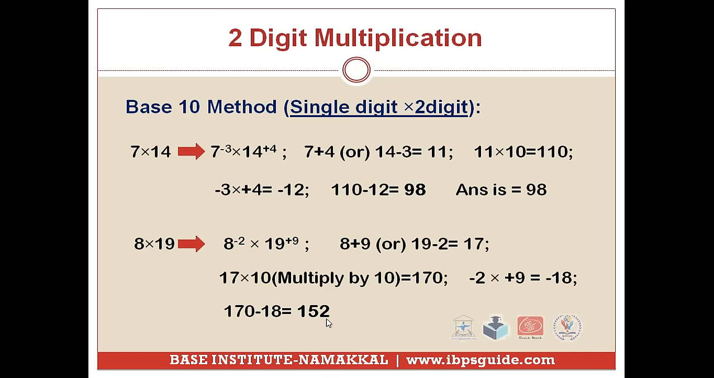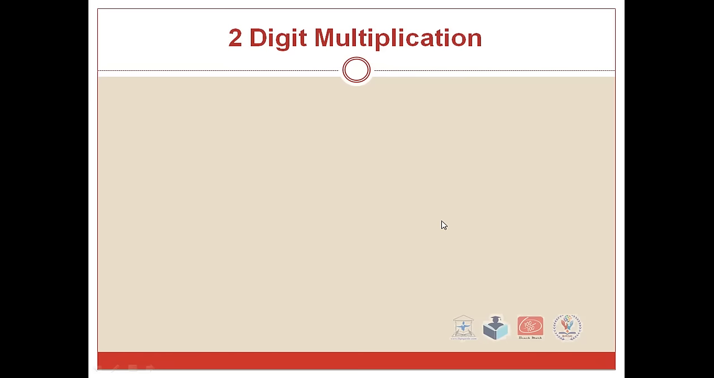Friends, from the above examples, we can conclude this method is suitable for multiplying numbers from 1 to 20 itself. Let's move on to the next shortcut method in 2-digit multiplication, that is the base 20 method.